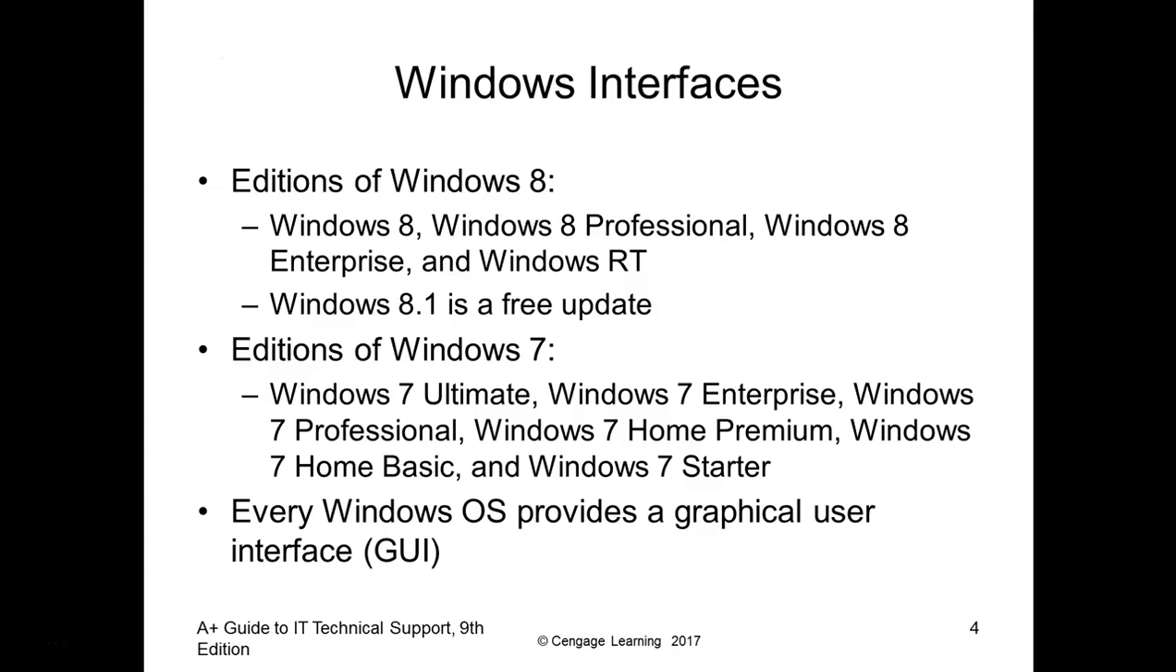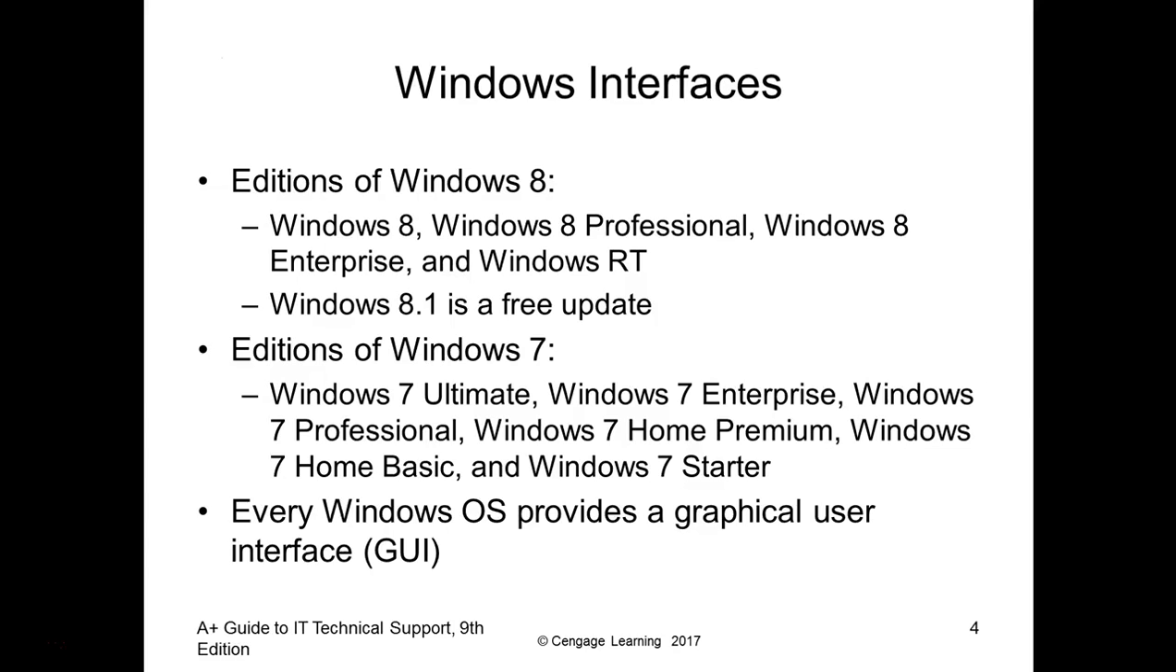Okay, then you got Professional and Enterprise, which again is going to be geared more towards your business use. And then Ultimate. Ultimate is essentially the best of both worlds. It takes all the features from Enterprise and Professional plus all the features from Home Premium and combines them into one operating system. Okay, obviously it's going to be the most expensive as well, but it still combines both aspects of home use and business use.